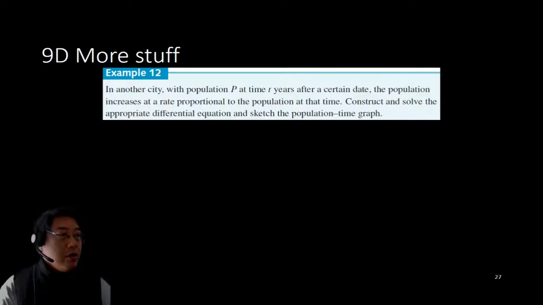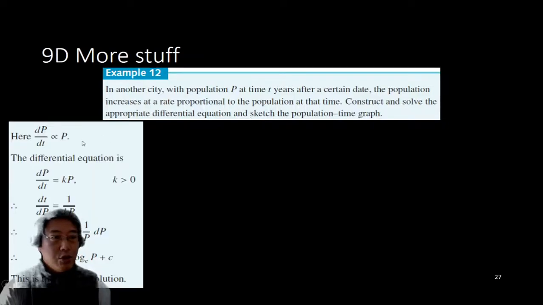Alright, another proportion expression. So here you have another population growth. Population increase at the rate proportional to the population. So now it's proportional to p. So you write dp over dt is equal to, proportional to p means is equal to kp. Because it increases again, k has to be positive.